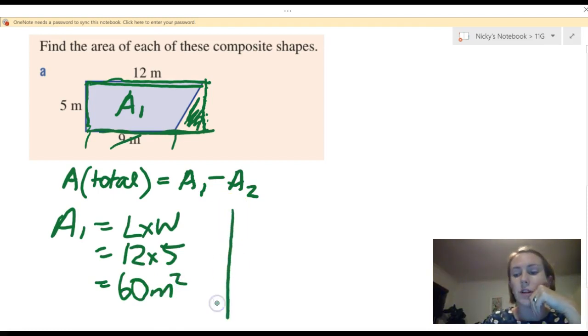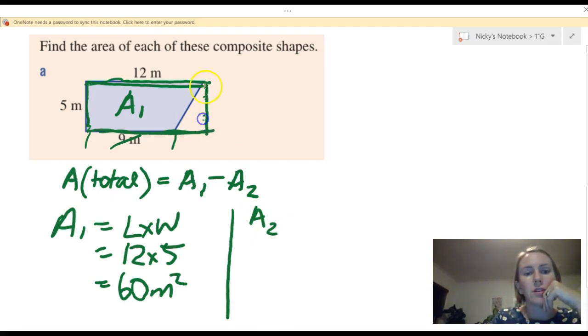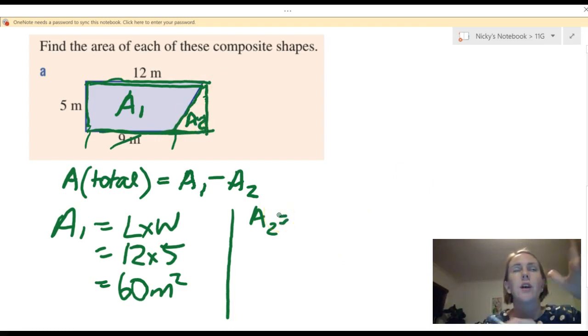I'm just going to do a little line down the center of my working, and I'm going to find area number 2 now. Area number 2 is my little triangle here, so I'm going to write A2 in there, equals. Okay, now I've got to try and remember the area of a triangle formula. That is B times H over 2.